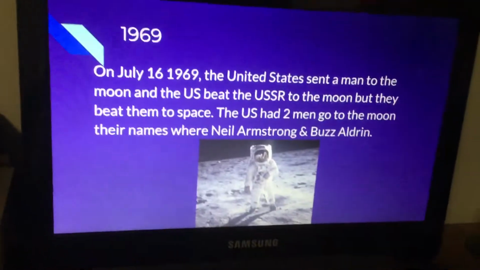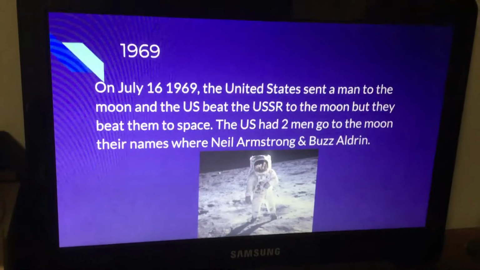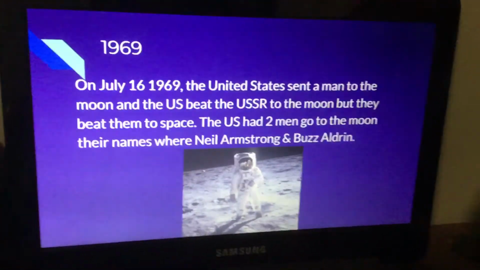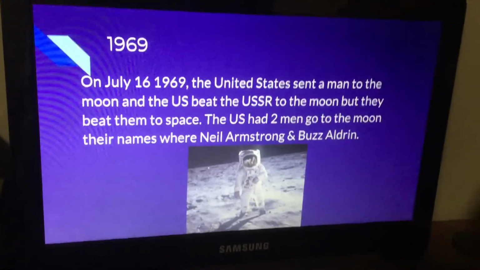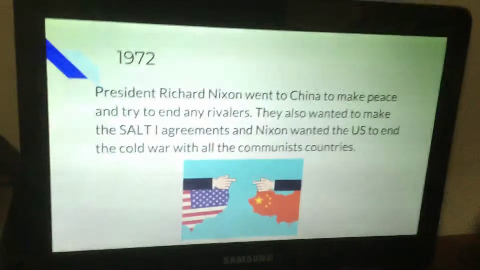On July 16, 1969, the United States sent a man to the moon, and the United States beat the Soviet Union to the moon. But the USSR beat them to space. The United States had 2 men to go to the moon. Their names were Neil Armstrong and Buzz Aldrin. You might know about this.